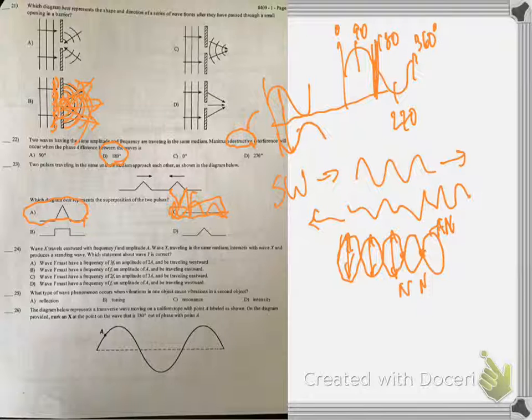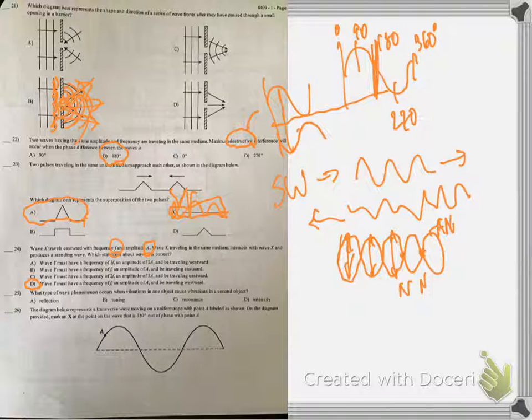So, which statement about wave Y is correct? Y must have a frequency of, let me look at my sheet here, I can't read this. Frequency of 3F, no, it's going to be the same wave, so it's going to have the same frequency and the same amplitude. So I think the answer would be D. All right, a couple more questions and we'll go on to the last video.